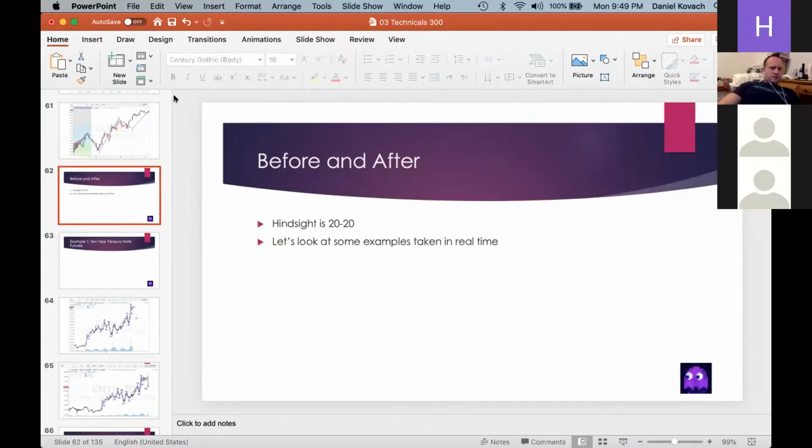All right, so again, I know that this is a lot to throw at you, so I'm going to show you some examples of trades that I've actually taken with it. Hindsight is 2020. Let's look at some examples in real time.